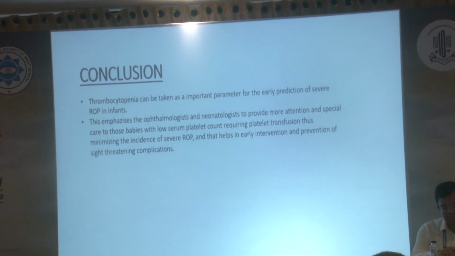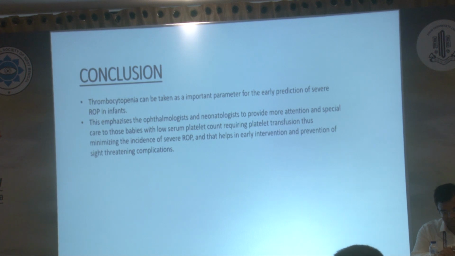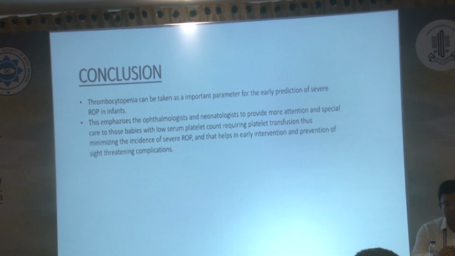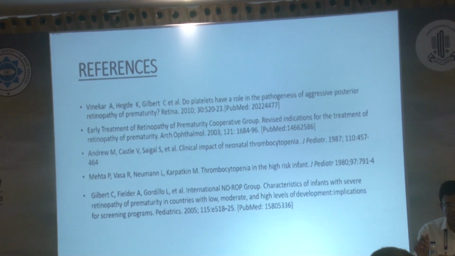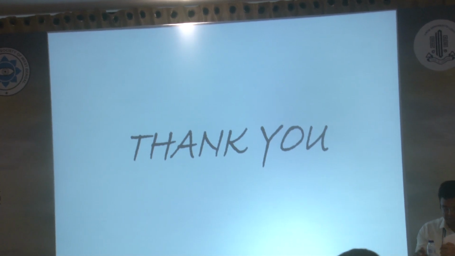The conclusion is that thrombocytopenia can be taken as an important parameter for the early prediction of severe ROP in infants. This emphasizes that ophthalmologists and neonatologists should provide more attention and special care to babies with low serum platelet count requiring platelet transfusion, thus minimizing the incidence of severe ROP and helping in early intervention and prevention of sight-threatening complications. These are my references. Thank you.